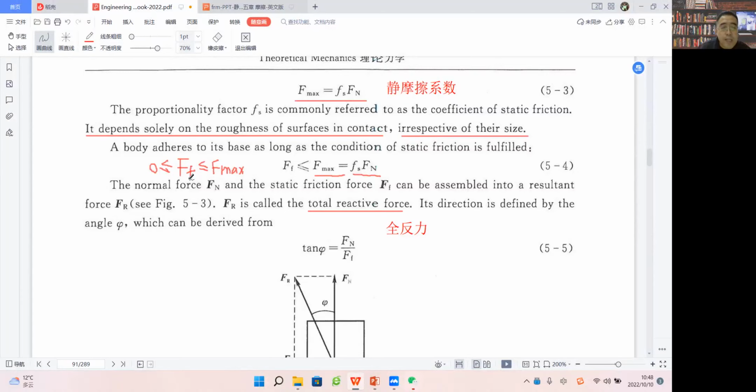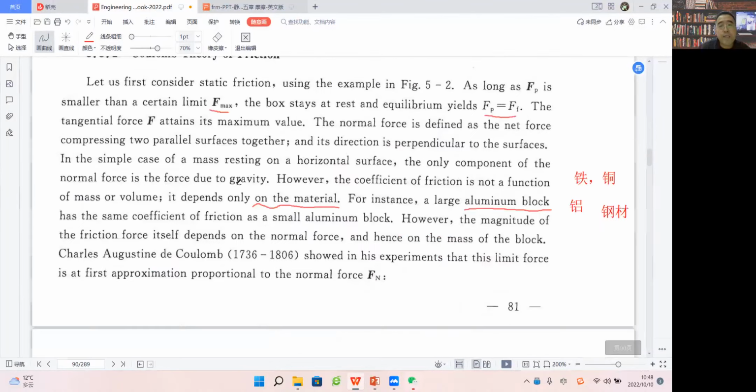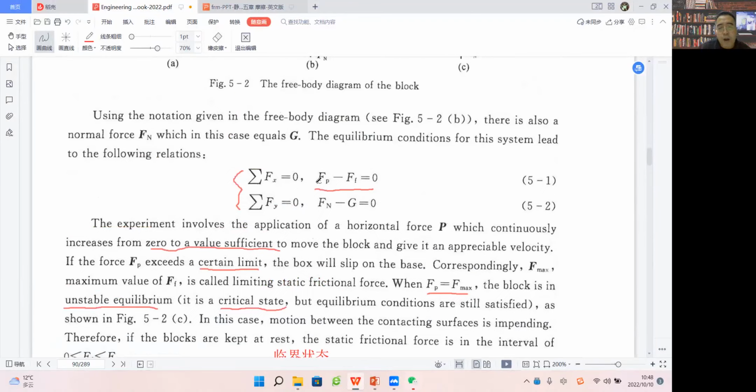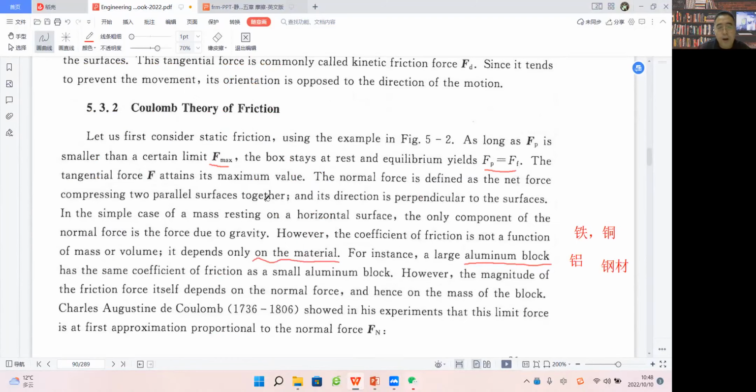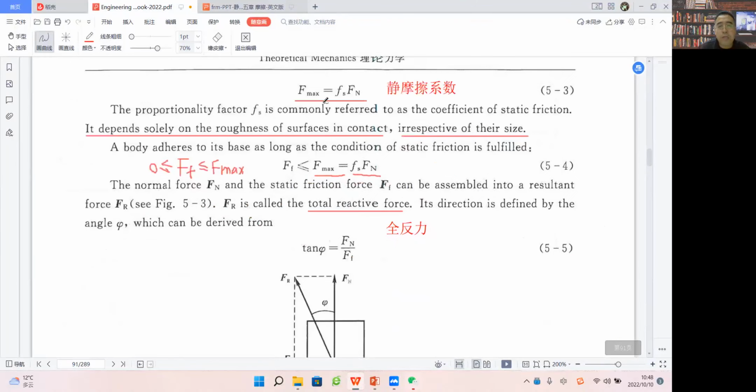Actually, if it is Ff, in the state of equilibrium, we always use the equilibrium condition to find the real or actual value of Ff. Never use Fs times Fn. Only in the critical state, or only when we try to calculate F max, do we use this equation. That is very important, okay?